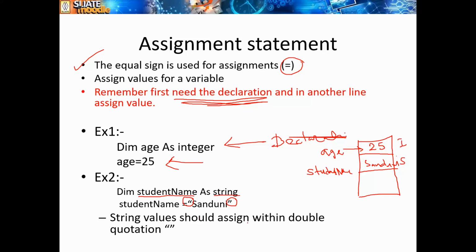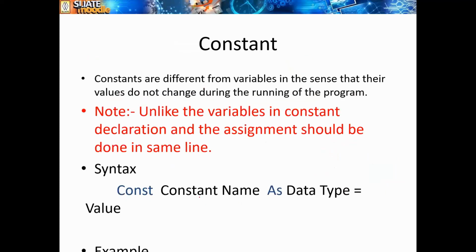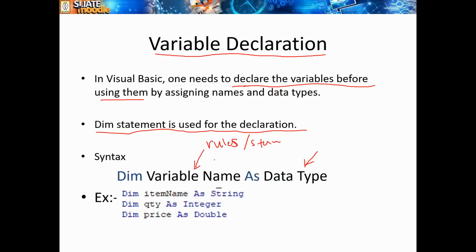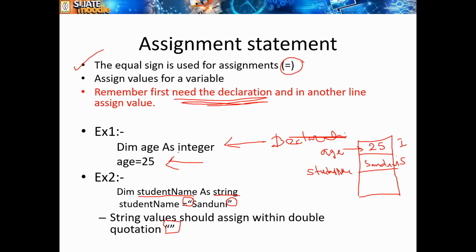String values should be assigned within double quotations. Remember that, right? Okay. So now we have assigned values to our variable. First we declare, and then assign. If you are assigning numbers, you can directly give the number. And if you are assigning string values, you can give it within double quotation.